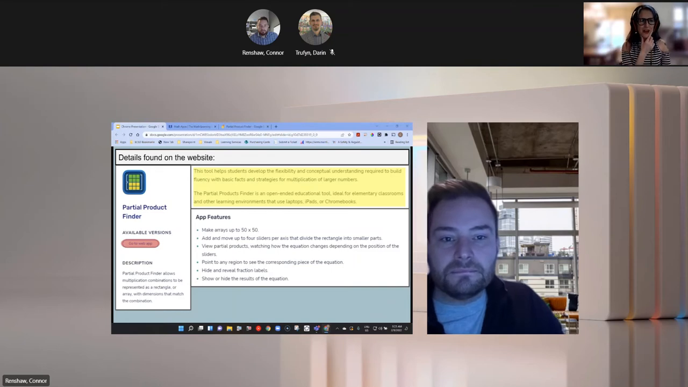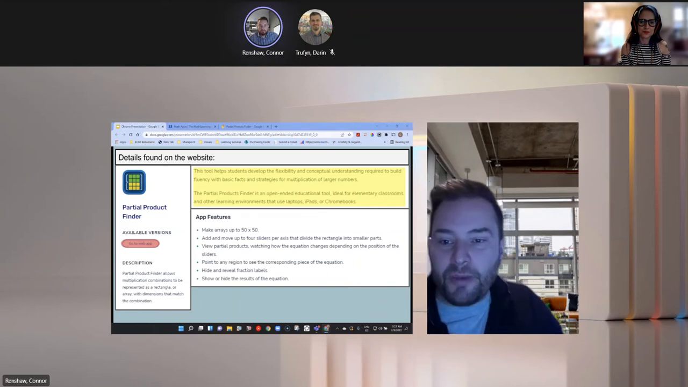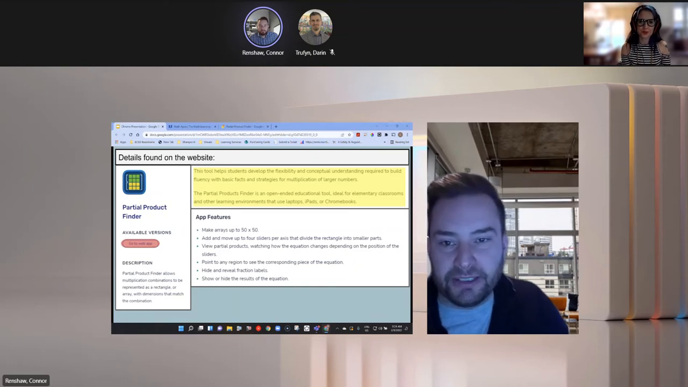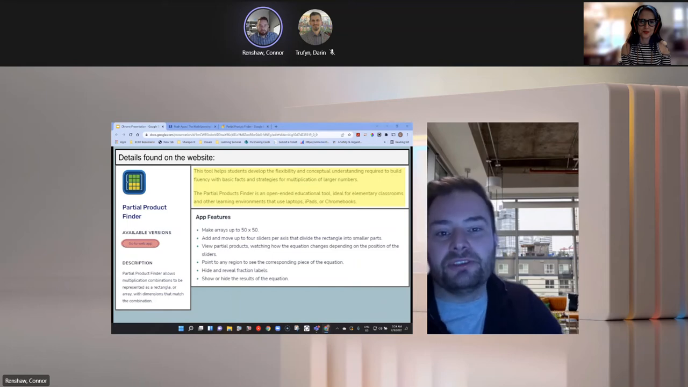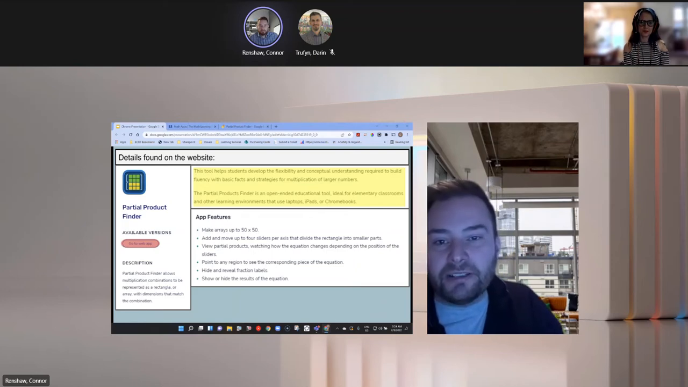And the Partial Product Finder was new to me, Connor. You showed me this one for the first time, that they just recently added to the tool set. Yeah, it's an exciting one. It doesn't have the Chrome app as of yet, but it does have the web version of it. And so that's what we'll be exploring a little bit today. Some of the details about it that are found on the website, it talks about how the tool helps students develop flexibility and conceptual understanding required to build fluency with the basic facts and strategies of larger numbers.